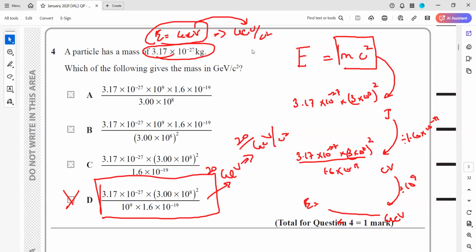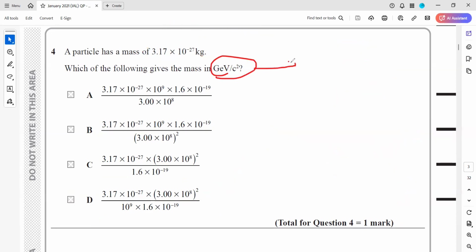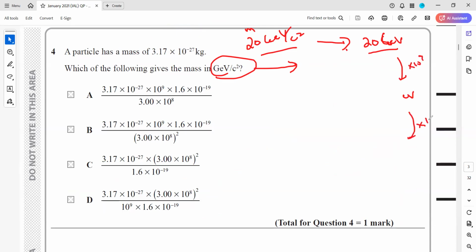And if they give us a mass in giga electron volt per c square, first let's say they said 20 giga electron volt per c square is a mass. Find the energy, convert the mass into kilogram. So first we'll say that this 20 giga electron volt per c square will be 20 giga electron volt. And this 20 giga electron volt will convert into electron volt by multiplying by 10 to the power 9. Electron volt to joules we multiply by 1.6 into 10 to the power minus 19. So we get energy in joule.